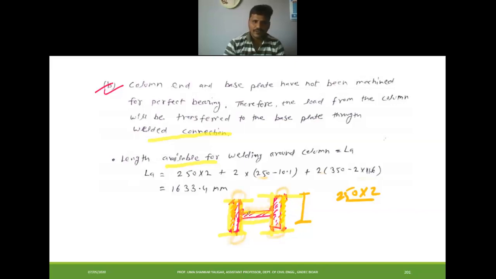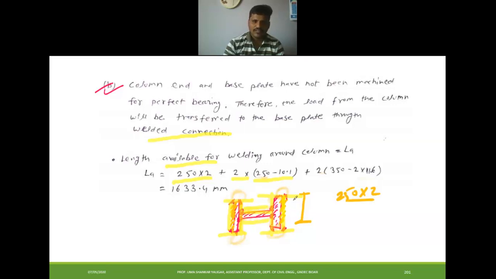Okay, and here also you have, therefore it is 250 times of 2. Similarly, inside this is also 250, this is also 250, but in between you have a web, how much? 10.1 mm, therefore it is 250 minus 10.1 multiplied by 2. Here also 1 and here also 1.